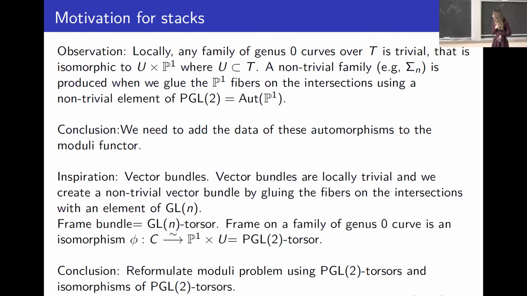All right, let's go back to vector bundles and think about what we can do with them. Vector bundles are classified by H1 of the general linear group. In other words, H1 gives the isomorphism classes of GL_n torsors, right? So the problem we're having has to do with torsors, in particular PGL2 torsors.